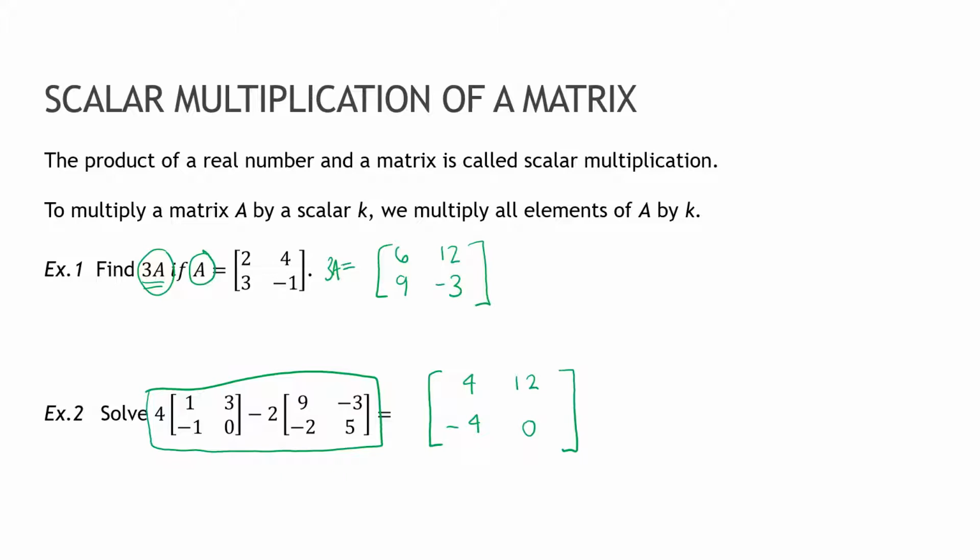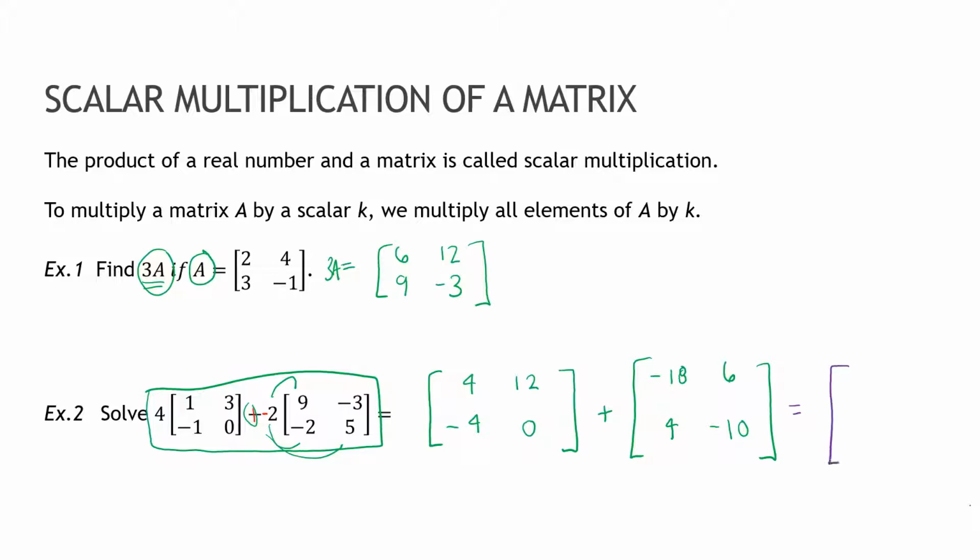Be super careful here because this is a negative 2. So I'm actually distributing a negative 2 to everything inside. So I'm going to have plus, because I changed it to negative, negative 18, negative 2 times negative 3 is positive 6, negative 2 times negative 2 is positive 4, and negative 2 times 5 is negative 10. So my final answer is me adding those two new matrices together. So do make sure that you do it in that order. Do the multiplication and then the addition.